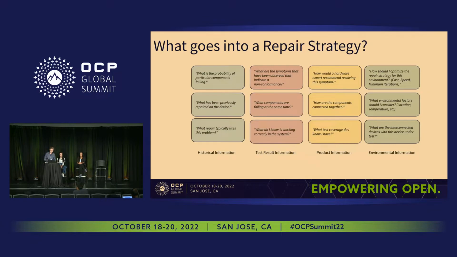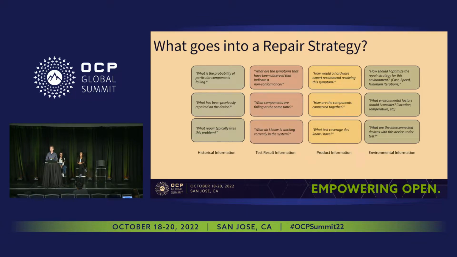So what goes into a repair strategy? Generally, it's 4 types of information. We'll start with the historical information. What is the probability of a particular component failing in the first place? DIMMs fail all the time. Other components are more resilient. What has previously been repaired on the device? When we're trying to repair something, we don't want to swap the same thing 3 times. At that point, it's probably not going to work. The problem probably lies elsewhere, despite what the diagnostics are telling us. And we can look and say, historically, what has fixed this type of problem successfully in the past?